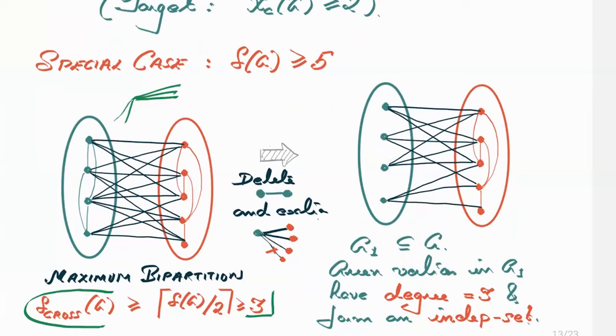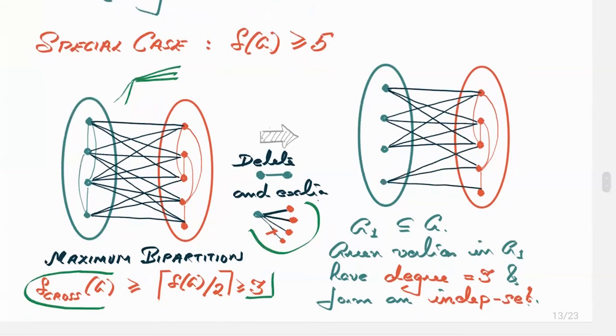So every left vertex here will have at least 3 neighbors on the right. Now, if it has more than 3, we delete these extra edges and make it exactly 3. That way we end up having every green vertex sending exactly 3 edges to the right side. This is the pruning that we do.